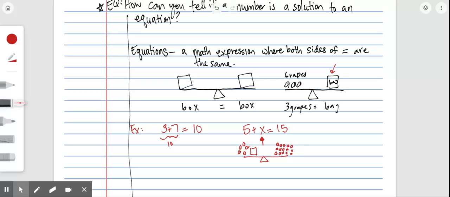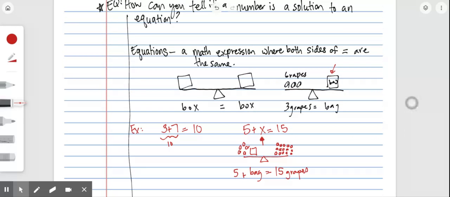And now what I want to do is figure out how many grapes are in the bag, right? Which makes sense because there are 5 grapes outside the bag on the left-hand side. 5 grapes plus a bag equals 15 grapes. Well, that definitely means that there are 10 grapes inside the bag, right? So x equals 10. Okay, so that's how equations work.